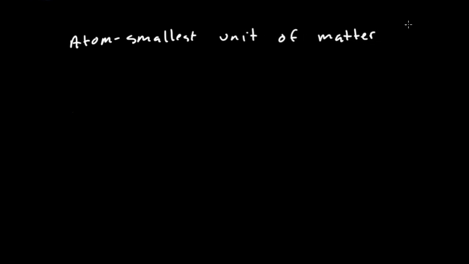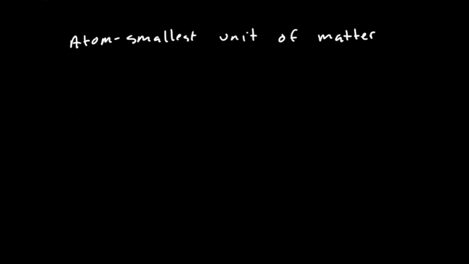Before we can talk about what a mole is, we need to have this idea of what an atom is. An atom is the smallest unit of matter that retains all of the chemical properties of a particular element. Atoms have basically three subatomic particles: protons, neutrons, and electrons. The number of protons in one atom determines what that atom is.